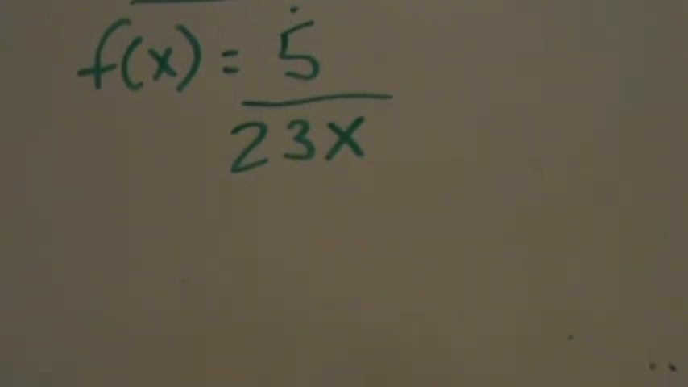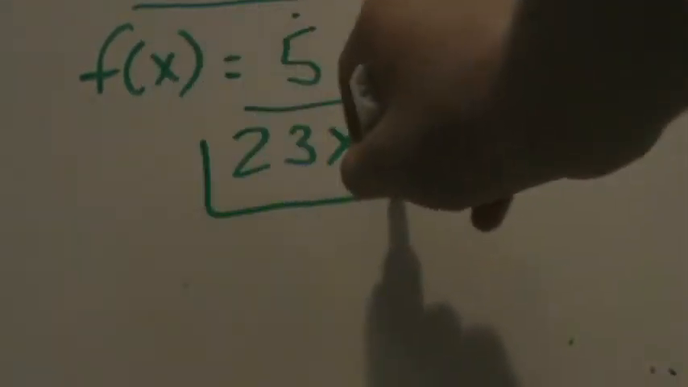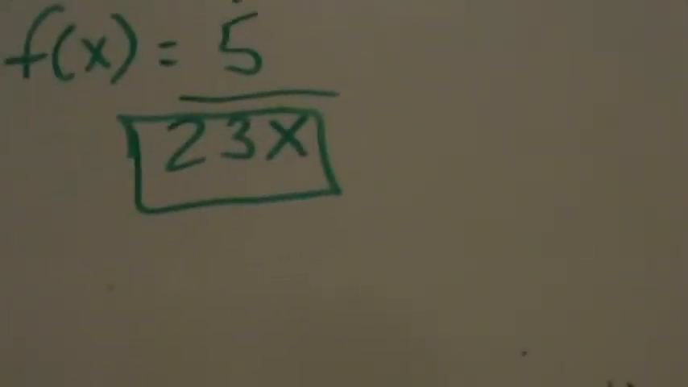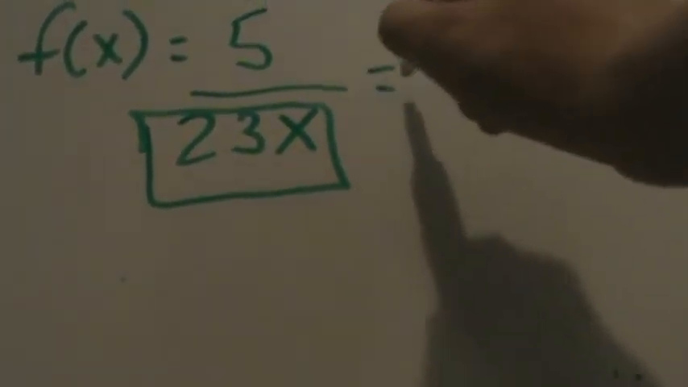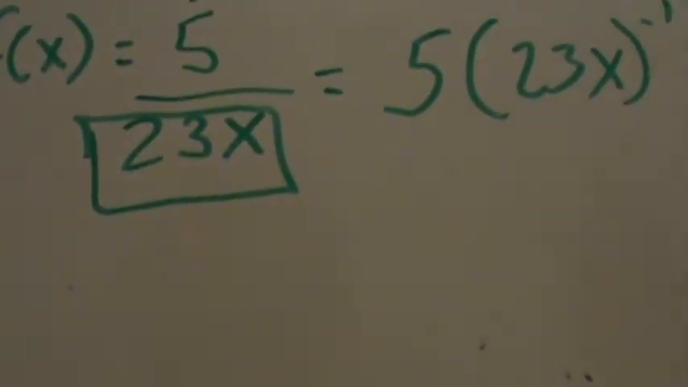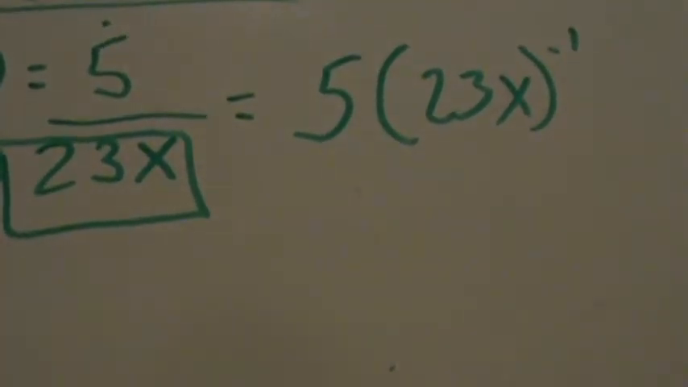I mean, if obviously I want to do product rule, I have to make this a product of two functions, right? So how would I rewrite this as a product of two functions? Well, it has to do with this being in the denominator. What do we know about things that are in the denominator? Well, they can be rewritten with an exponent of -1. So this right here, 5 over 23x, is equivalent to 5 times 23x to the -1 power. These are equivalent statements, okay?